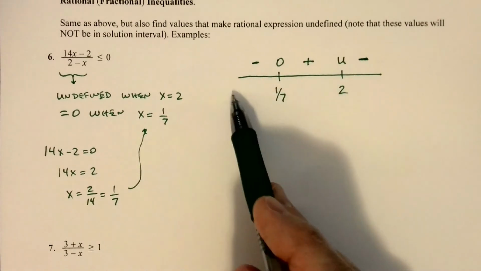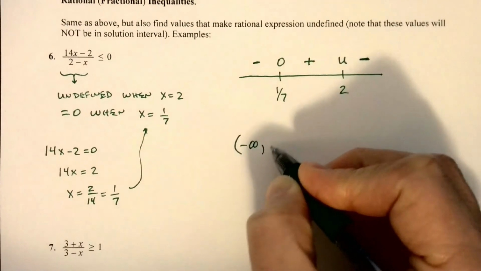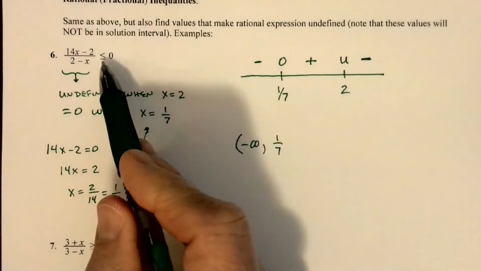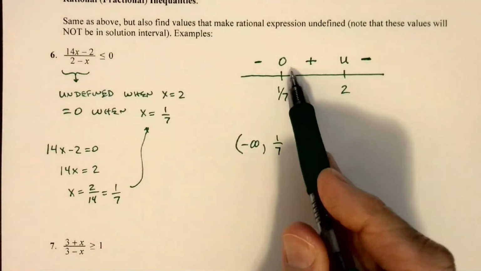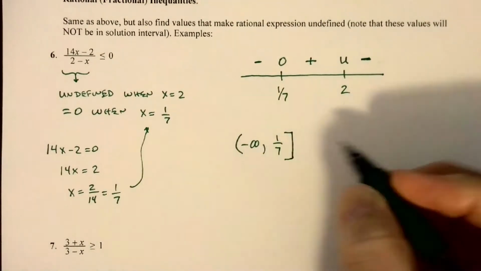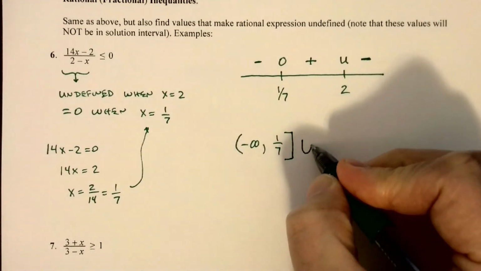So everything less than 1/7, from negative infinity up to 1/7. Do I include 1/7? I'm including, right, less than or equal to 0. I'm including where it is 0, and it is 0 at 1/7. So that's a bracket on 1/7. And then I want to include the other interval where it's negative. Okay. Well, that's everything greater than 2.